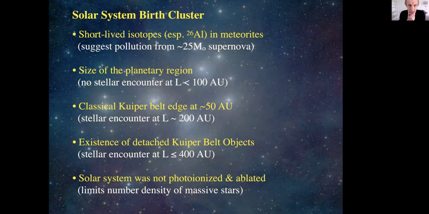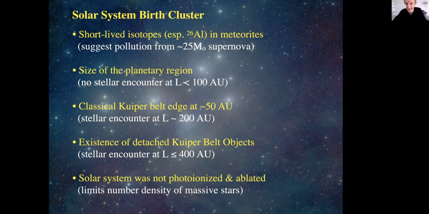So I'll just very quickly go through this. We know that the solar system had in the beginning a significant component of incorporated aluminum-26, which is a very powerful radioactive element. The half-life is 700,000 years. So that means that the aluminum-26 was produced and released from a massive star shortly before the solar system formed.